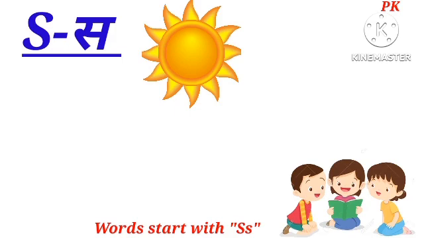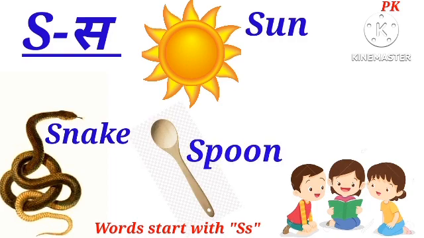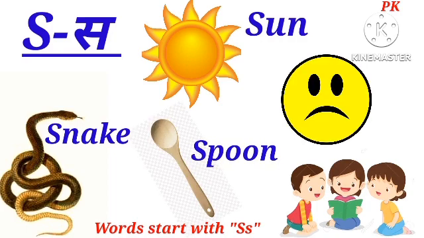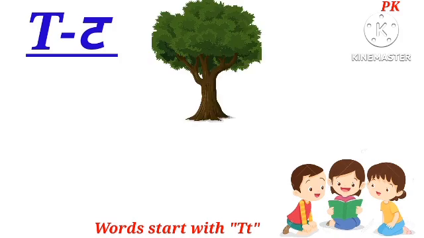Next S, it sounds S, means sun, snake, spoon, and sad. So here, what is the starting letter? S, and it sounds S. So S says S. Sun.